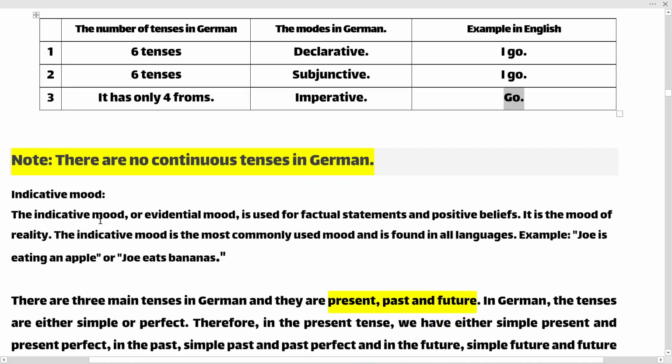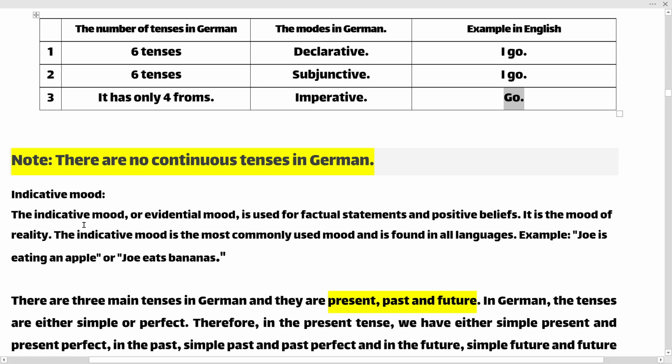Go. Now, note, there are no continuous tenses in German. In English, we have 6 continuous tenses, whereas in German, we have no continuous tenses. So this is an important idea. If you want to convey a continuous action in German, we use different methods to transfer this idea of continuity. Whereas in English, we have some tenses. We have, for example, a present continuous, past continuous, future continuous. We have present perfect continuous. We have past perfect continuous. And also, we have future perfect continuous.